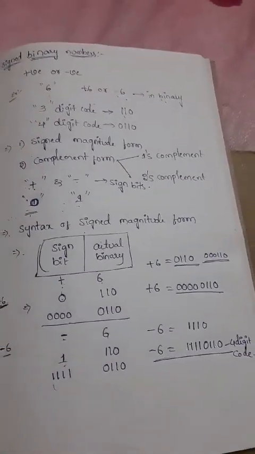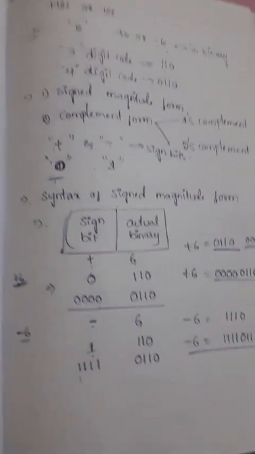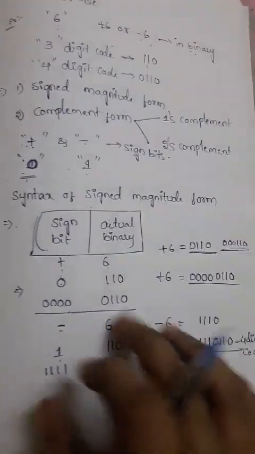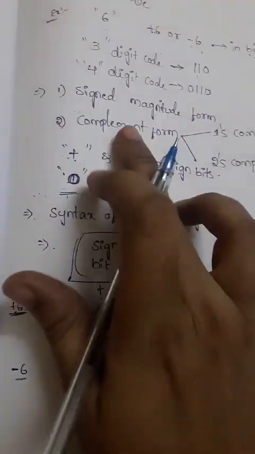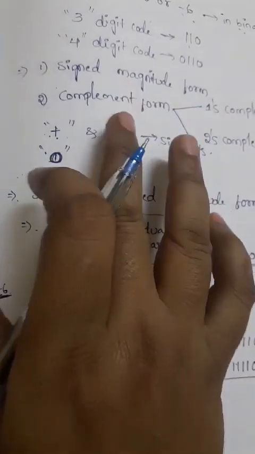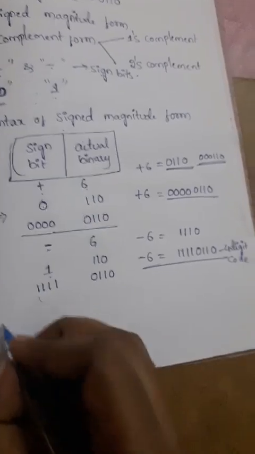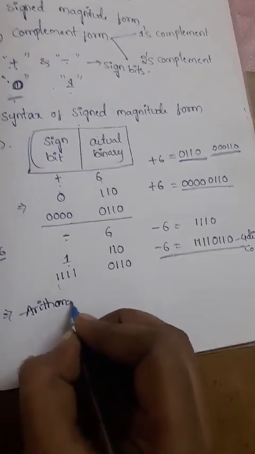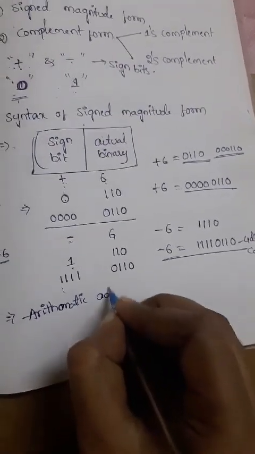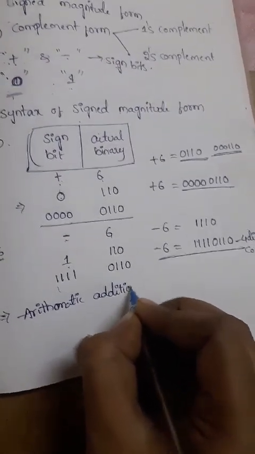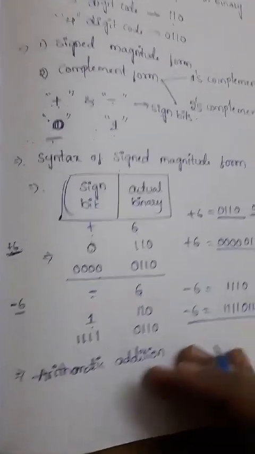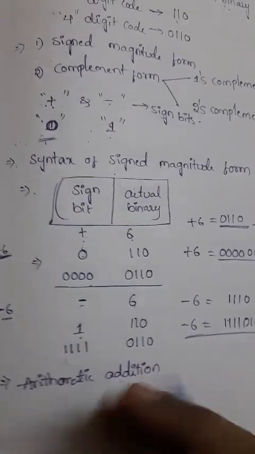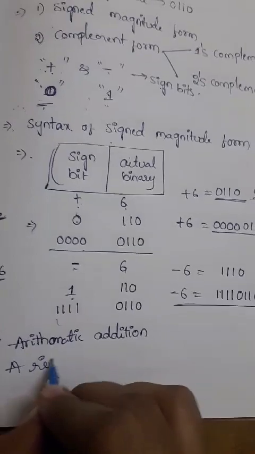Like this we can implement signed magnitude form. In that syllabus we have only signed magnitude representation, and there is no need to implement complement form. In place of complement form we have arithmetic addition and arithmetic subtraction. Remember the point: complement form will be discussed later. But in the syllabus we have arithmetic addition and arithmetic subtraction.